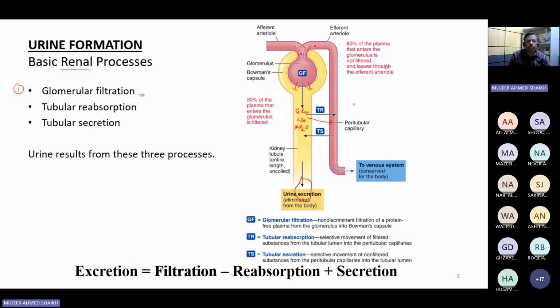This is called reabsorption. Re means that absorption is taking place a second time. First time it was absorbed in the GI tract. Now the second time it is absorbing in the kidney. That's why it's called reabsorption.